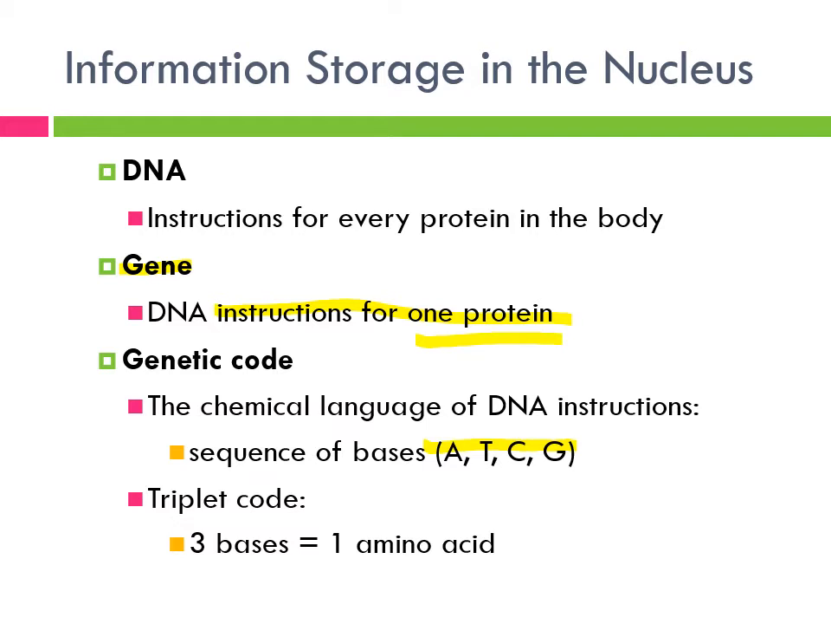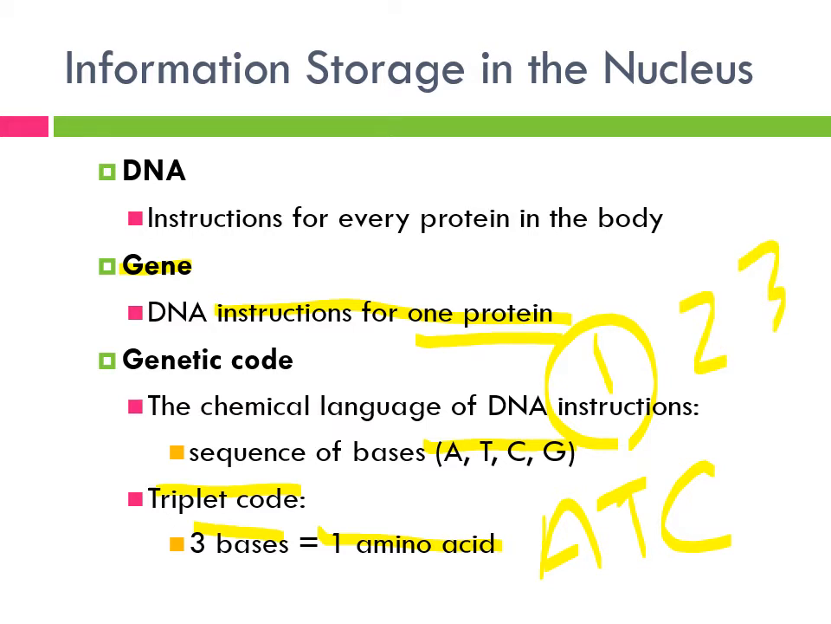Our triplet code is three bases coding for one single amino acid. Amino acids are the building blocks of proteins. So if you were to put A, T, C, that is the code for one amino acid. Then you would code for a second amino acid and a third, and when those all get strung together, it's going to form a protein. That is how we create our proteins, utilizing the genetic code within our genes, which are part of our DNA.